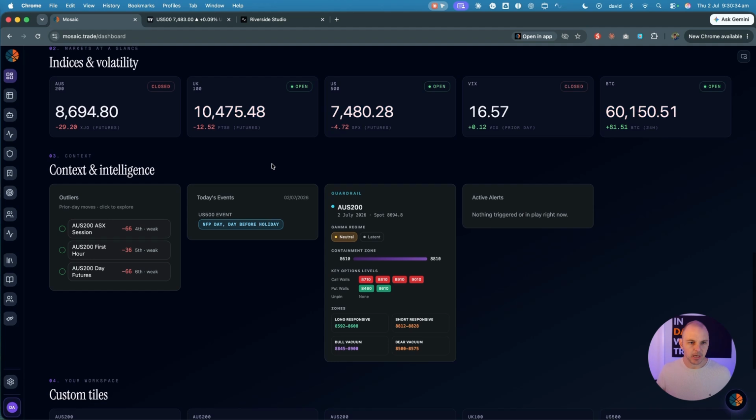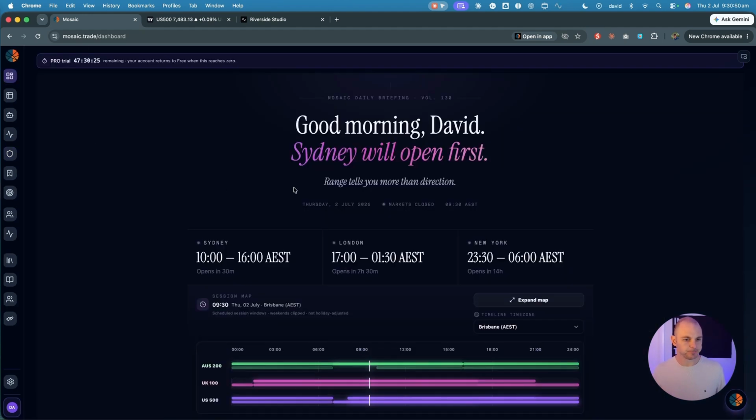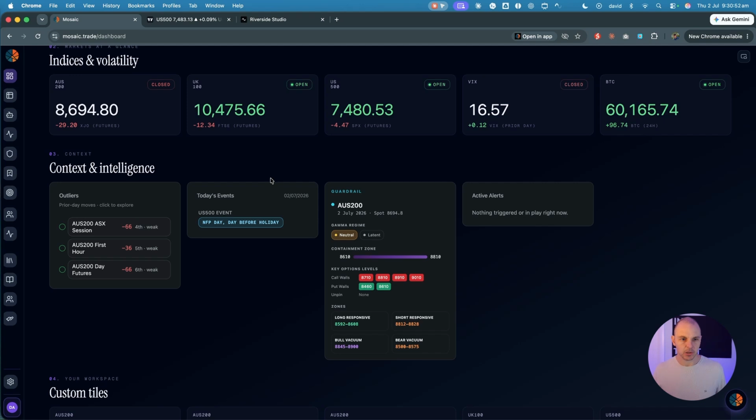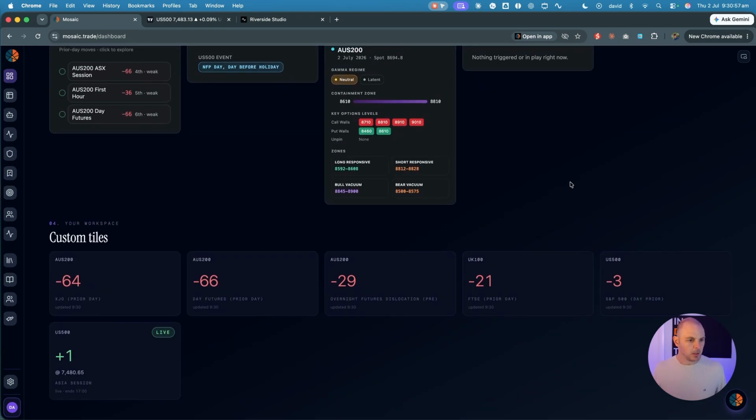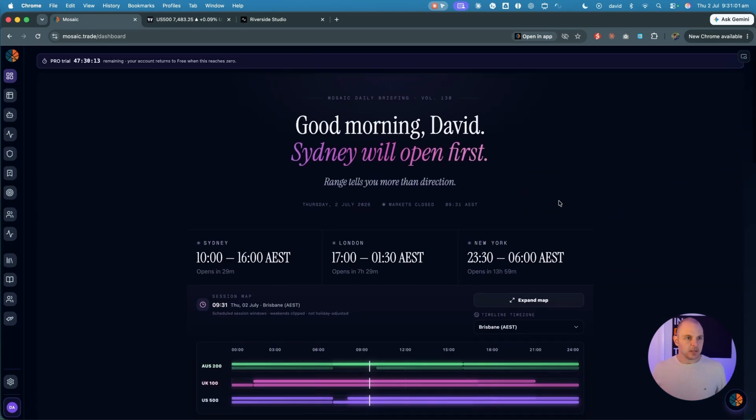I think that's about it. Guardrails will take you through to today's guardrails. Aussie 200 will come out before market open. UK 100 and S&P 500 will come out in the evening before London opens. What else? Alerts, we'll get stuck into some alerts shortly. But other than that, that is the dashboard.